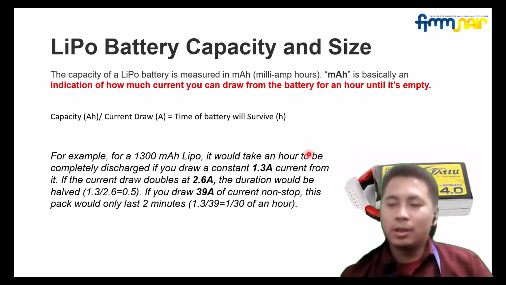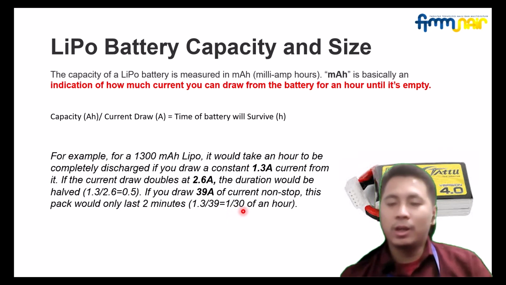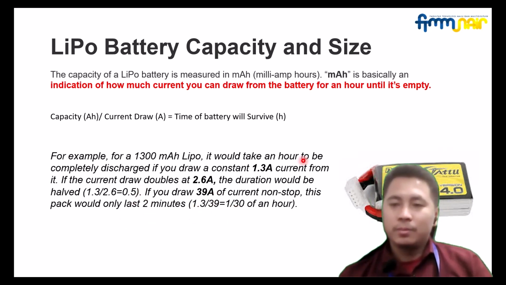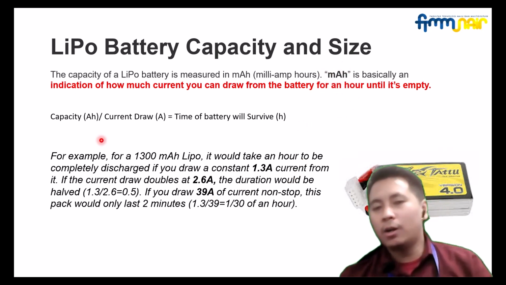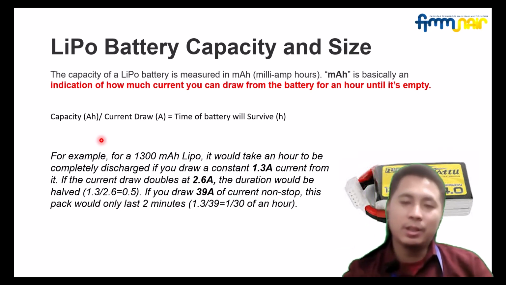with a 1300 milliampere LiPo, you only get 1.3 per 39. It's about 1 per 30 of an hour. It's only 2 minutes. And the milliampere hour is basically an indication of how much current you can draw from the battery for an hour until it's empty. That is the key point.